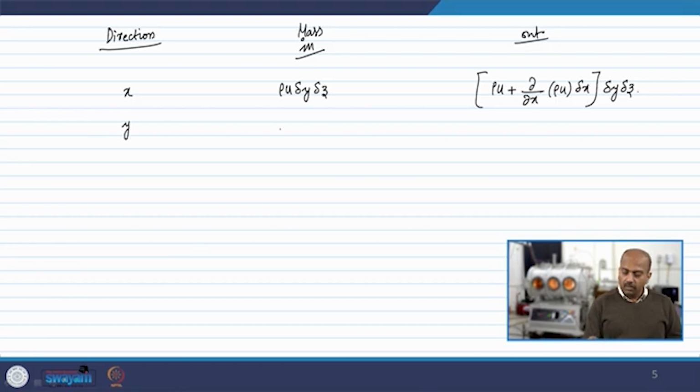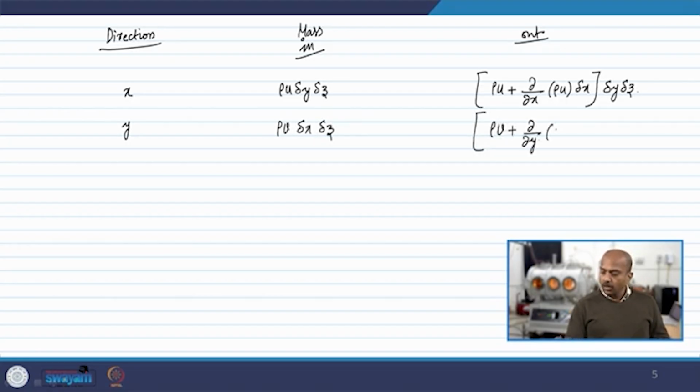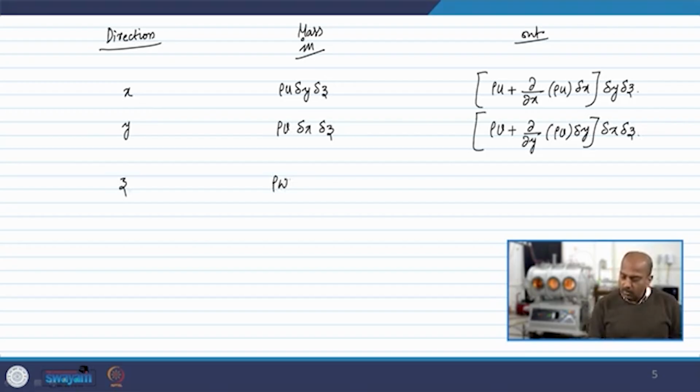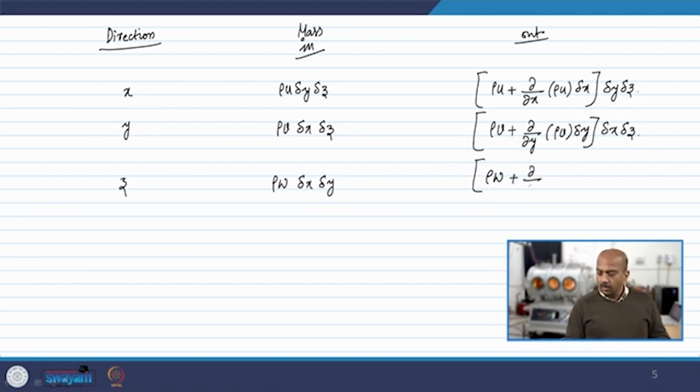So, we have y, which is rho v delta x delta z, and it will be rho v plus dou by dou y of rho v delta y, delta x delta z, and we have the third, which is z, rho w delta x delta y, and this will become rho w plus dou by dou z of rho w delta z, delta x delta y.